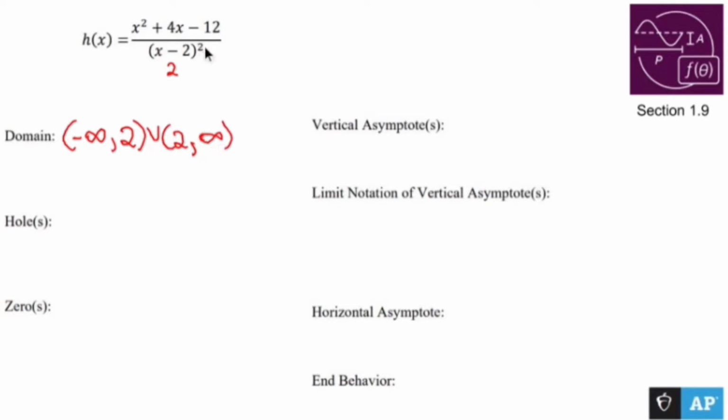Now I have to take into account this multiplicity thing. What I need to do is factor the top part, the numerator. So I need to come up with two numbers that add up to 4 and multiply out to negative 12. And I think x plus 6 and x minus 2 should do it. Now I still have x minus 2 squared on the bottom.